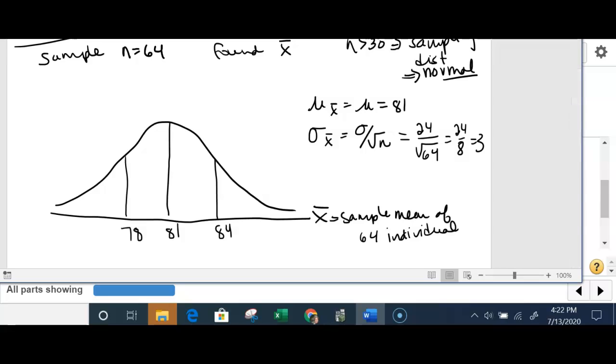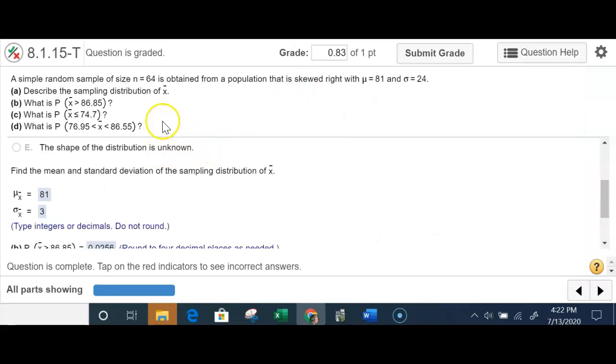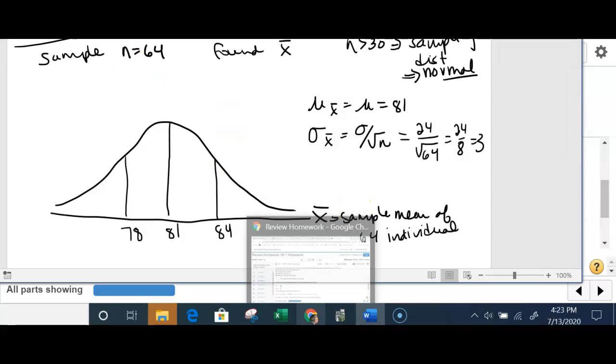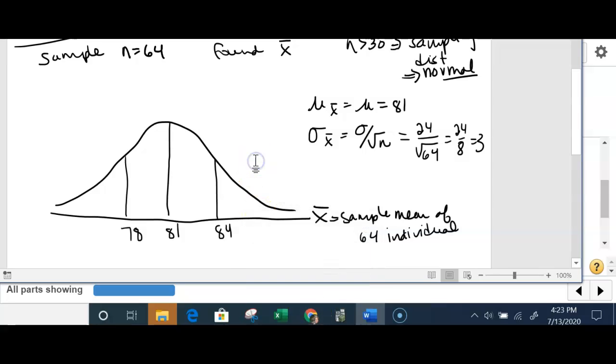Okay, so the first thing, which you got right, says what is the probability that the sample mean is greater than 86.85. Okay, so first I want to find the probability that my x bar is greater than 86.85. It's going to be like basically right there, and I want to know all the values greater than that. So it's going to be a small area.